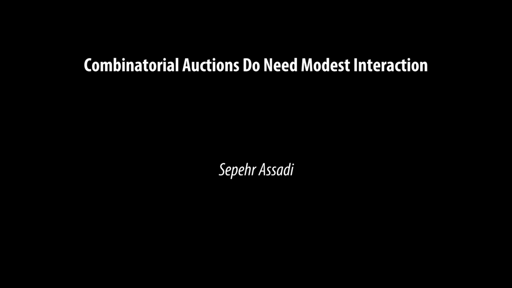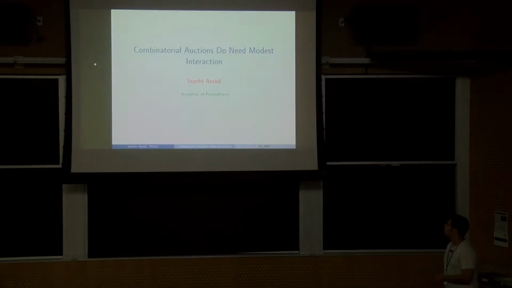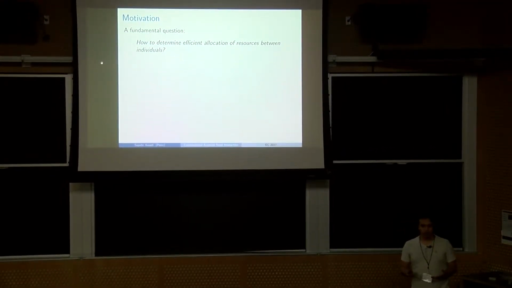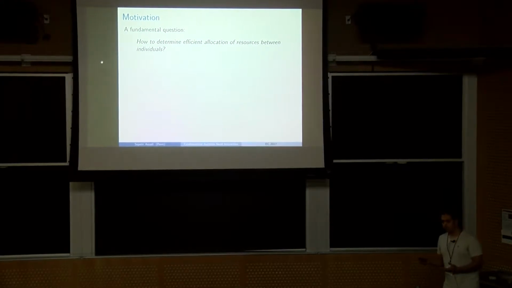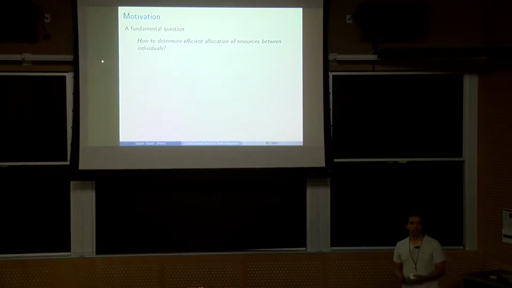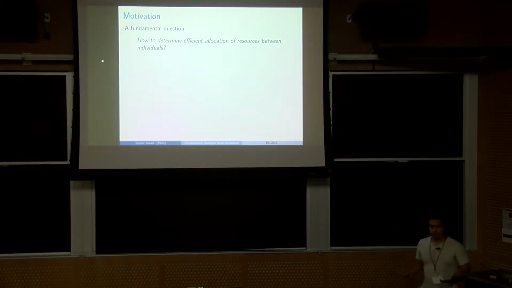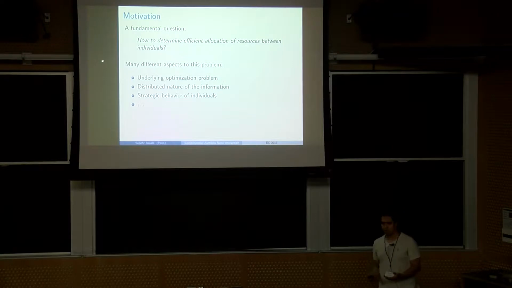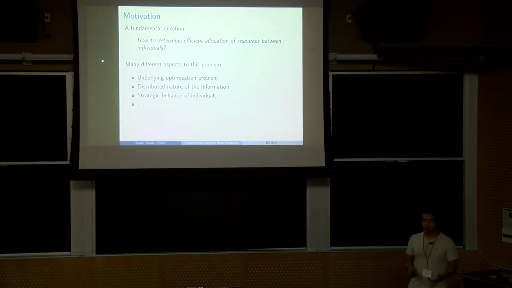Okay, so I'm going to talk about the necessity of interaction in combinatorial auctions. Let's just start with this fundamental question. We have some limited resources and we want to allocate them between individuals, and how to do that? This is a very standard question, and there are many different aspects to it. It's inherently an optimization problem.